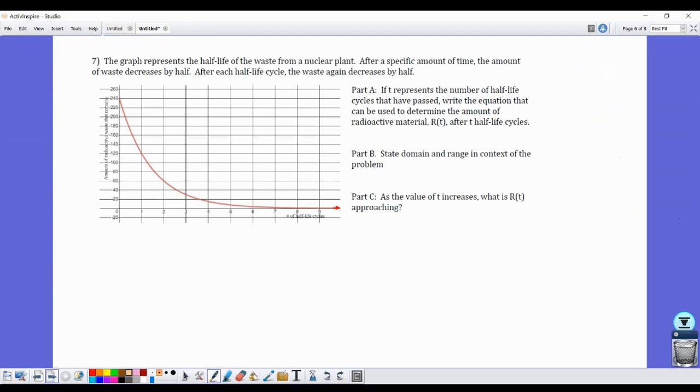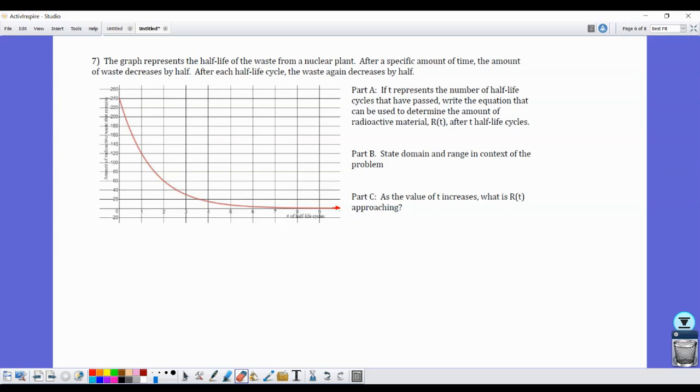So flip the page over. We're skipping number 6. Number 6 is more of the same 3, 4, 5. 6 was real similar. Let's go take a look at the graph on number 7. And I want to get my highlighter ready to go. The graph represents a half-life of waste from a nuclear plant.